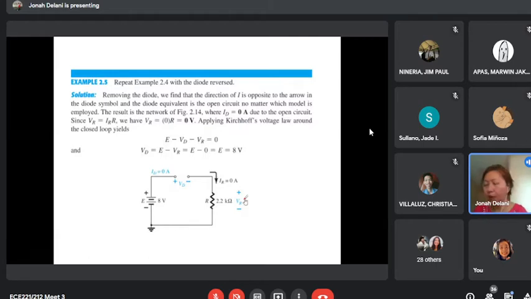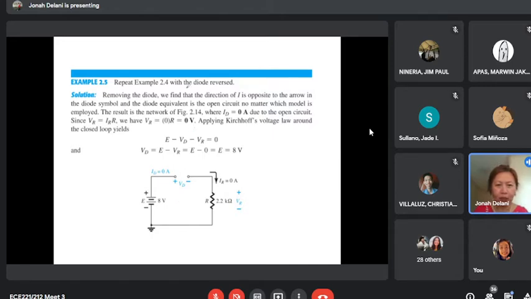Next example. Repeat the same configuration, but this time the diode is reversed. If this is our circuit, it is reversed, right? So it looks like this. It is reverse bias. It is like an open circuit. There is no connection.